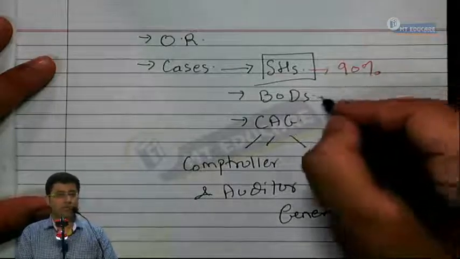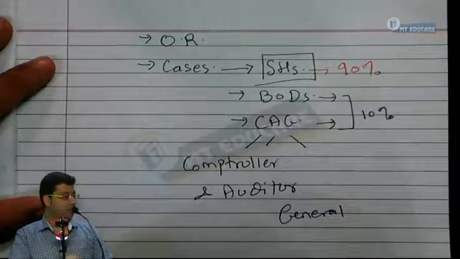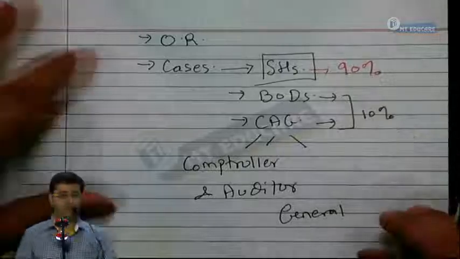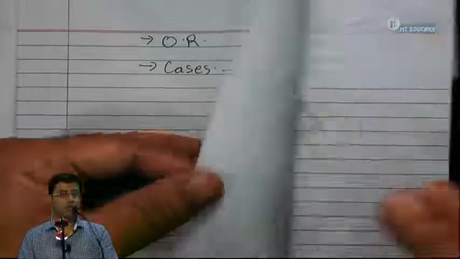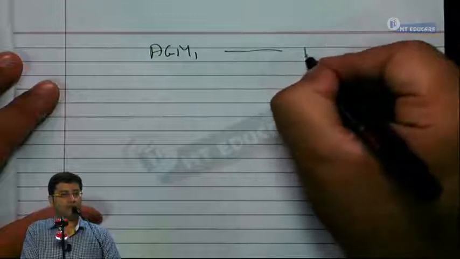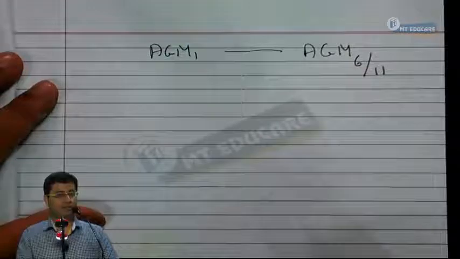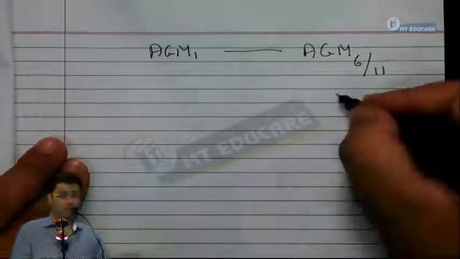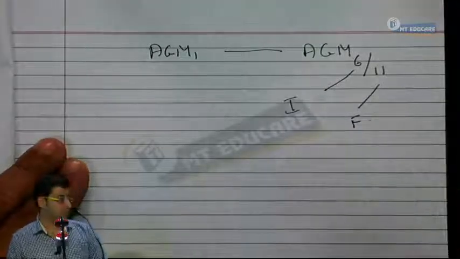So there are possibilities that the board of directors and the CAG can also appoint the auditors. Now I will tell you how these possibilities come in. Suppose an auditor has to be appointed in the first annual general meeting. We all know that his tenure will be from the completion of the first AGM till the completion of the 6th or 11th AGM as the case may be: 6th if he is an individual, 11th if it's a firm.